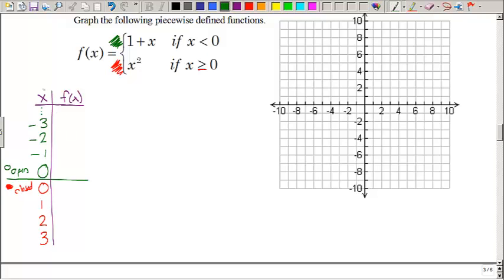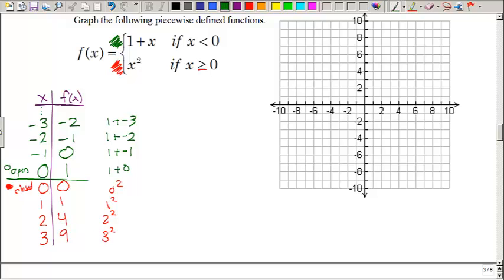Now when I go back and plug in my domain, I'm plugging the green values into the first function. I'm going to plug the red x values into the second function. So when I plug -3 in, 1 plus -3 is -2. 1 plus -2 gets me -1. 1 plus -1 is 0. And finally 1 plus 0 is 1, although that's an open circle. On my red function, I'm plugging 0 into x squared, so 0 squared is 0, 1 squared is 1, 2 squared is 4, and 3 squared is 9.